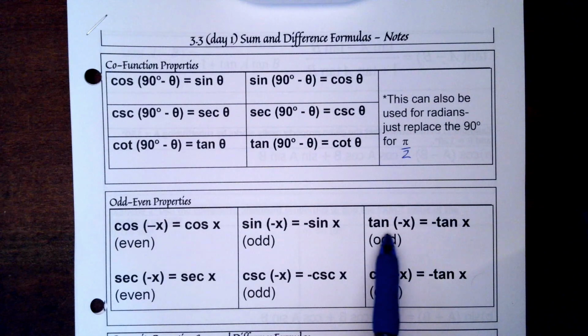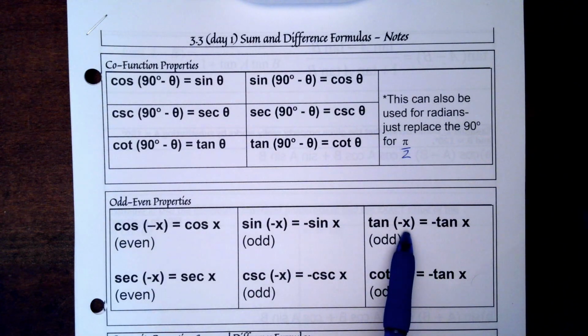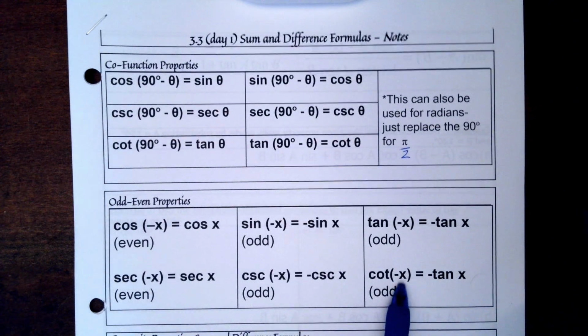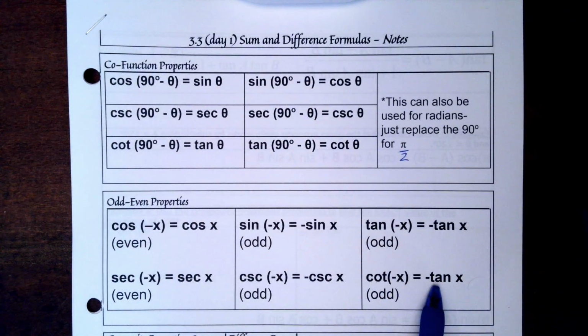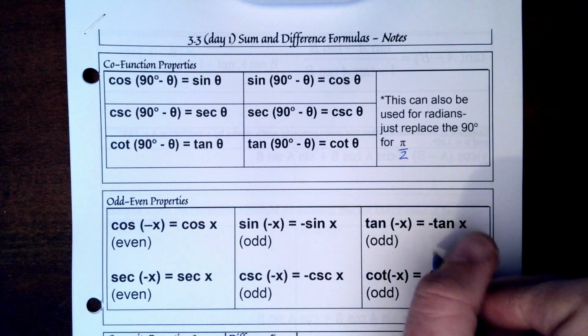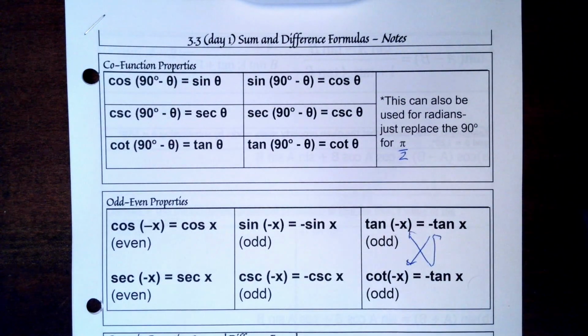Same thing works with tangent of the opposite of an angle is the opposite of the tangent of an angle, or the tangent of a negative version of the angle is the negative version of the tangent of the positive version of that angle. And cotangent of a negative number, or an opposite number, is the opposite of the tangent again. Interesting. So note again that cotangent and tangent all make negative tangents.